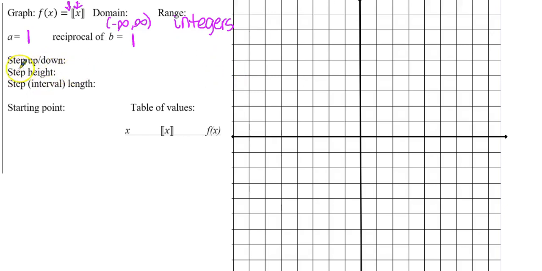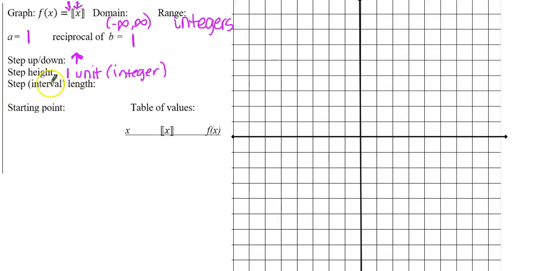So does this graph step up or down based on your a? It's positive, so it goes up. And what is my step height? What's my a? It's 1. So we're going to be going up 1 unit, or in other words, 1 integer. So we're going to be stepping up 1 integer, and then when we reverse it, we'll step down 1 integer to go to the other side of the graph. Okay, so our a is helping us do things.